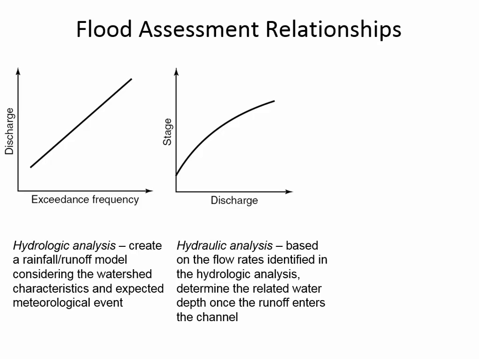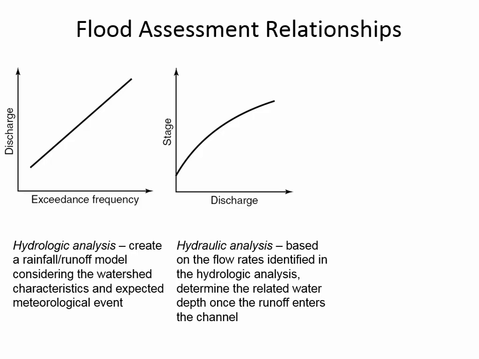It's very important to understand the units for each one of these. Exceedance frequency, the units was years: 2-year storm, 5-year storm, 10-year storm, and so on. Discharge, or flow rate, the units there would be cubic feet per second, or cubic meters per second. Okay, so those were the units of these two figures.